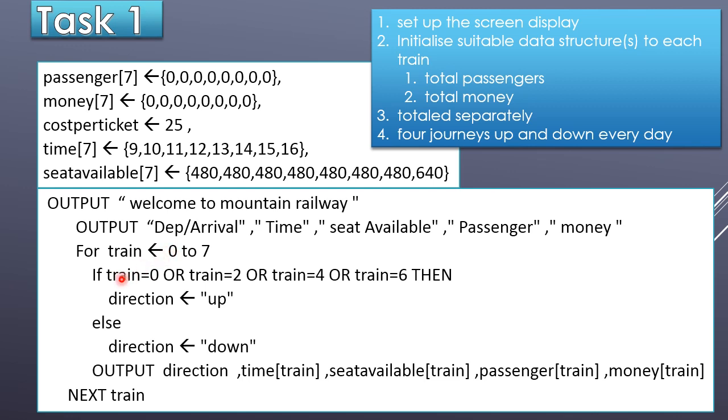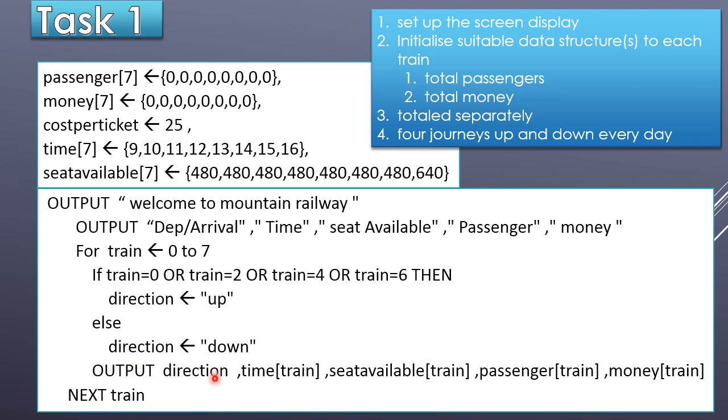If the train is 0, that means it's the first train, or 2 or 4 or 6, these are the trains that go up, so we gave an if conditional statement to show up in those locations, else those trains will come from top to down, so it's down. Following that we're going to display the values, output direction. It depends on the location whether it changes to up or down.